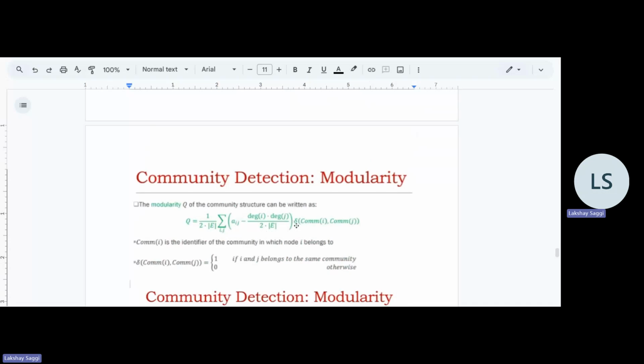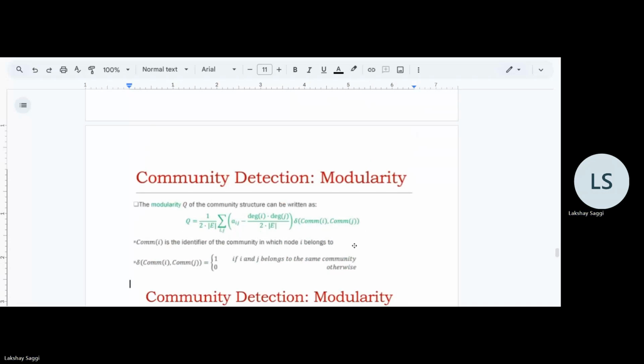And what does this mean? Even though this looks mathematically quite big, this delta term is saying whether the pair i and j belong to the same community or not. So if i and j belong to the same community, then this term is 1 and it is 0 otherwise. So this term is either 1 or 0. Then degree of i, degree of j terms you already know. And this aij term is 1 if i and j have an edge, otherwise 0. So even though this formula might look a bit daunting at first, it is really a very simple form.